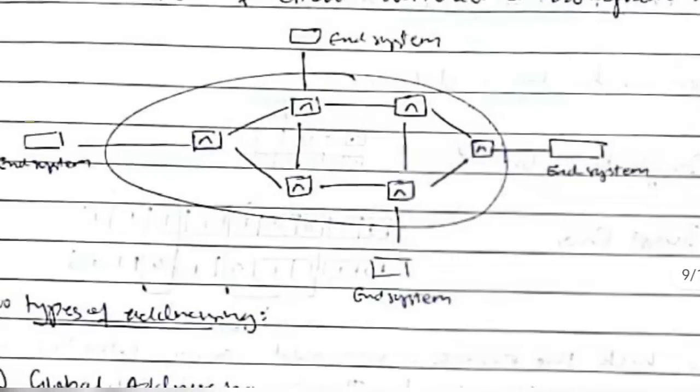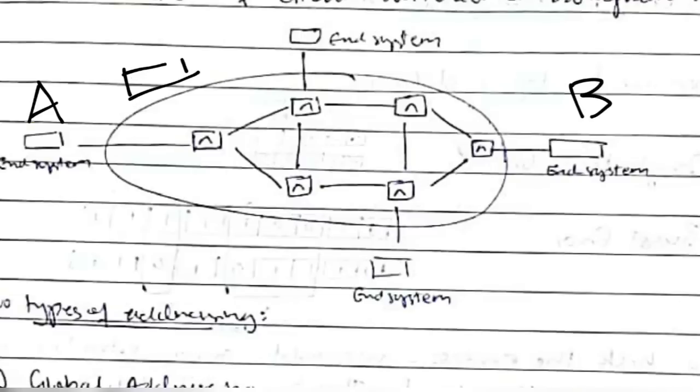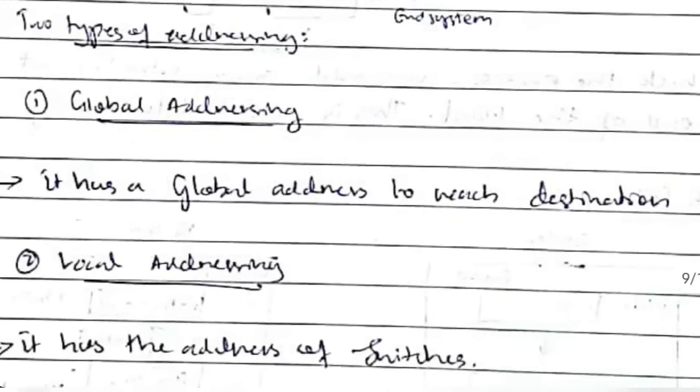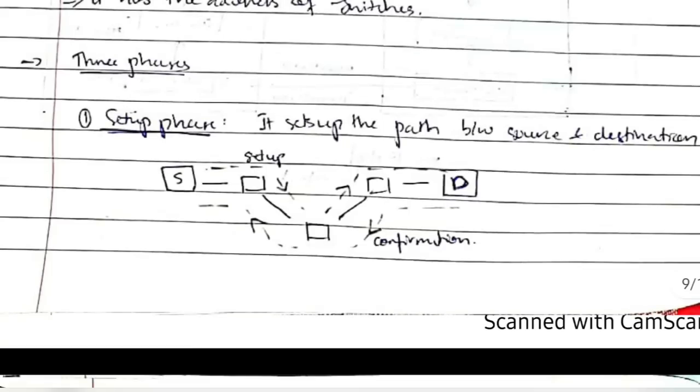Consider, for example, I'm starting from point A and going to point B. I've sent a packet here. In global addressing, it will have the direct address of B. It will go here and find the shortest path to B. In the second case, local addressing, it will have the address of switch 1, and switch 1 will change the address to switch 2. This will change the address to switch 3. So data will be transferred one by one after changing the addresses, and finally it will go to the destination. That's known as local addressing, and it has three phases, the same as the previous one.